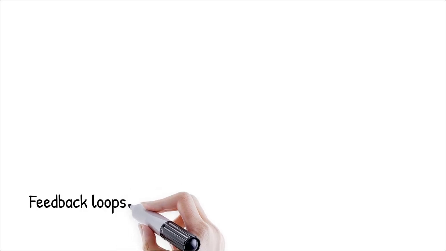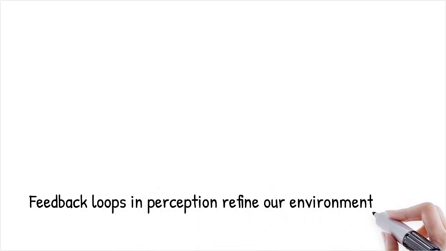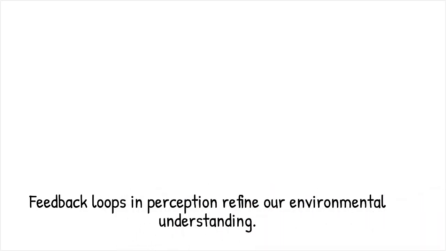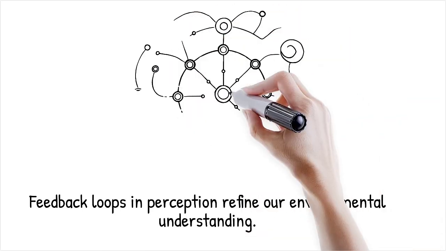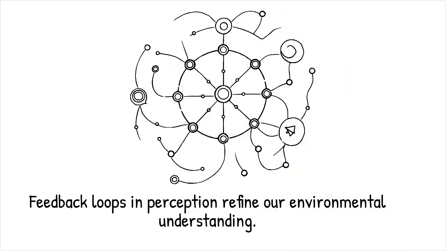In human perception, feedback loops between sensory input and neural processing refine our understanding of the environment. This recursive process allows us to recognize patterns and adapt to changes, paralleling the fractal generation process in feedback loops.